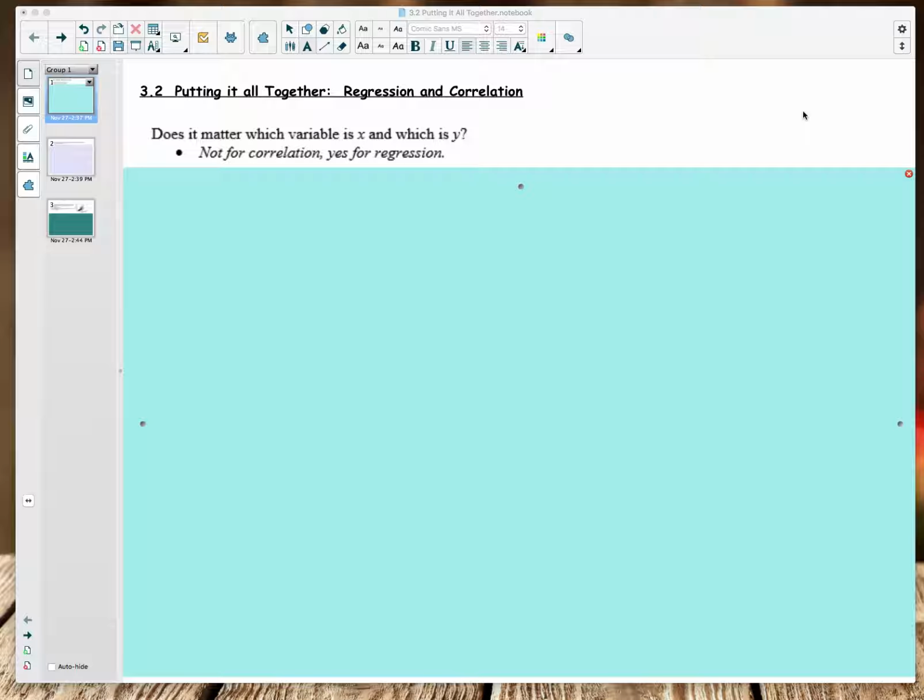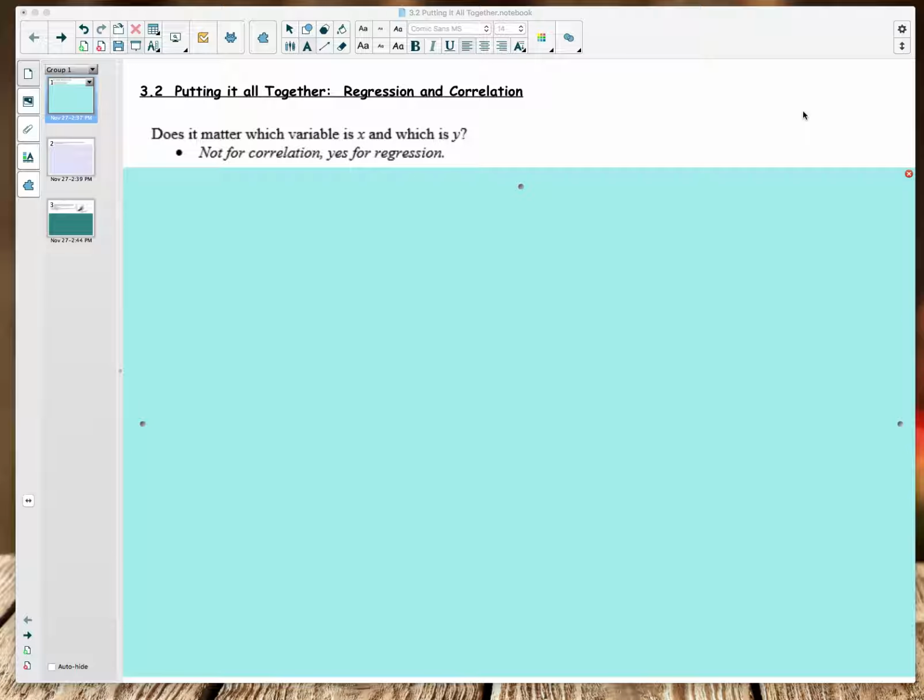All right, this is section 3.2, putting it all together, regression and correlation. Make sure that you are reading in your book the suggested reading, 185 through 191. The first question on your notes is, does it matter which variable is x and which is y? The answer is, not for correlation, but yes for regression.